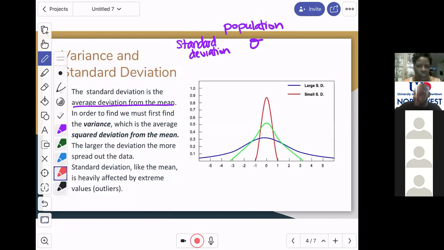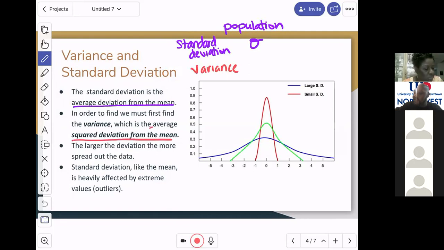The population variance, remember we tried to find the average of the deviations by adding them, and we got a sum of 0. So the variance is the average of the squared deviations from the mean, and we call it sigma squared. These two are related: one is sigma and one is sigma squared. To get from sigma, the standard deviation, to the variance, I just square sigma. To get from the variance back to the standard deviation, I take the square root of sigma squared.